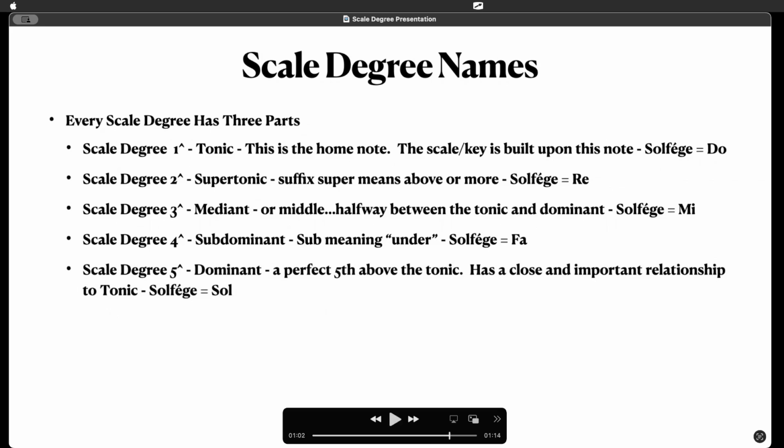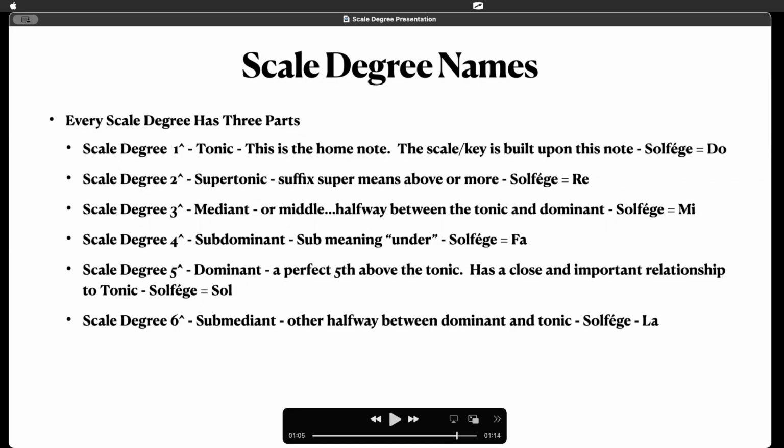Really important scale degree. We're going to be talking an awful lot about the dominant and its relationship to the tonic. A lot of times we have movement between dominant and tonic. Very strong movement there, particularly at the end of phrases and at the end of pieces of music. We get a lot of scale degree 5 to scale degree 1 movement, especially in our lowest voice. Scale degree number 6 is solfege La. Do, Re, Mi, Fa, Sol, La. We call that the submediant.